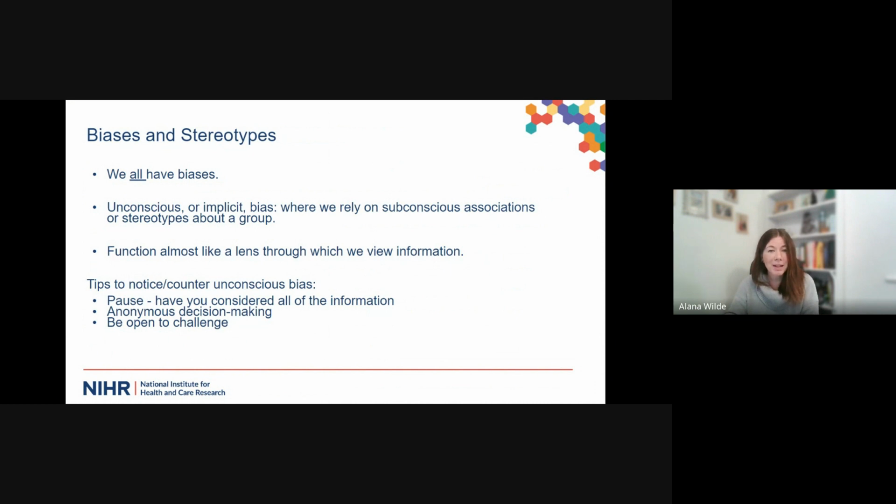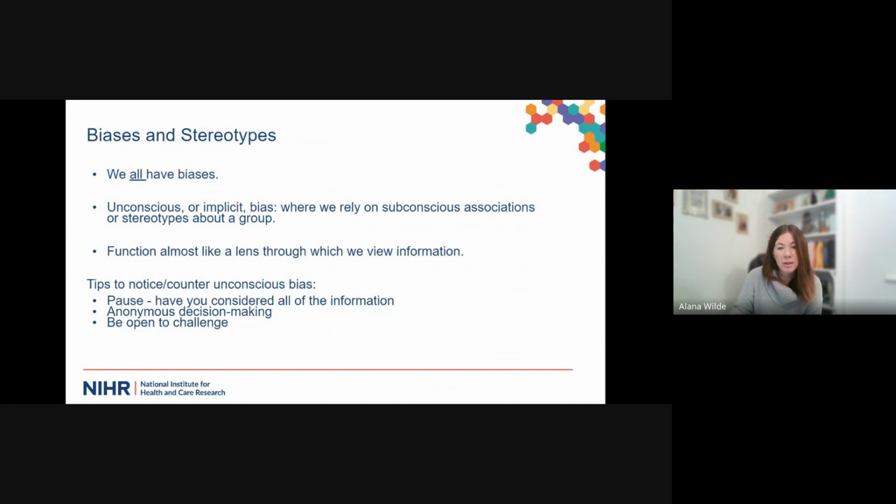You might be wondering, if the bias is unconscious, how do we tackle it? And there's no one answer to that question. But research has found that slowing down, asking yourself whether you've considered all of the relevant information, can be helpful ways of identifying if you've relied on a stereotype, or you've made a judgment or are about to make a judgment that might be biased.